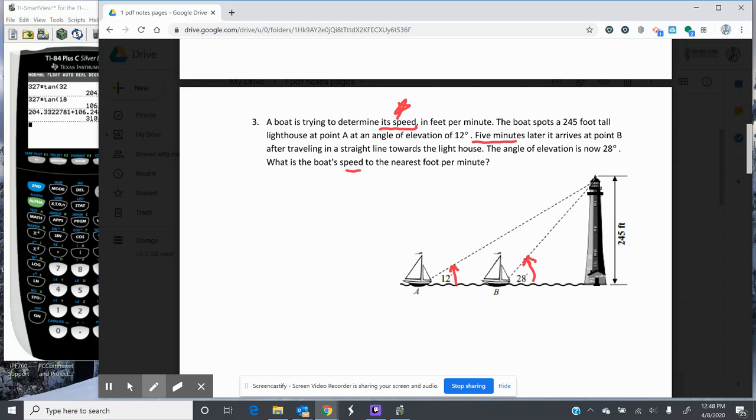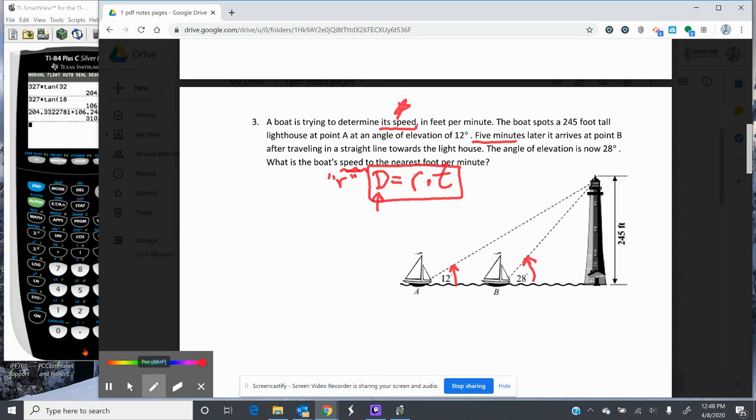So the formula that we're going to need at the very end of this question is, remember that distance equals rate times time. The DIRT formula, DRT. Distance equals rate times time. So what we're going to be finding is the speed, which is the R value in that formula. Looking at the diagram, what we're going to need is the distance before we can use this distance equals rate times time piece.